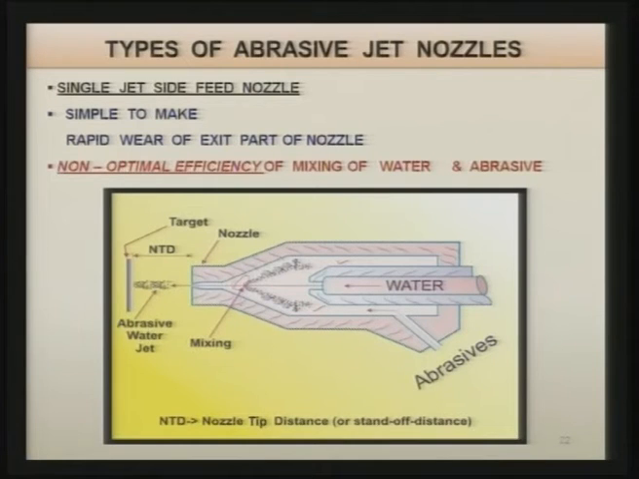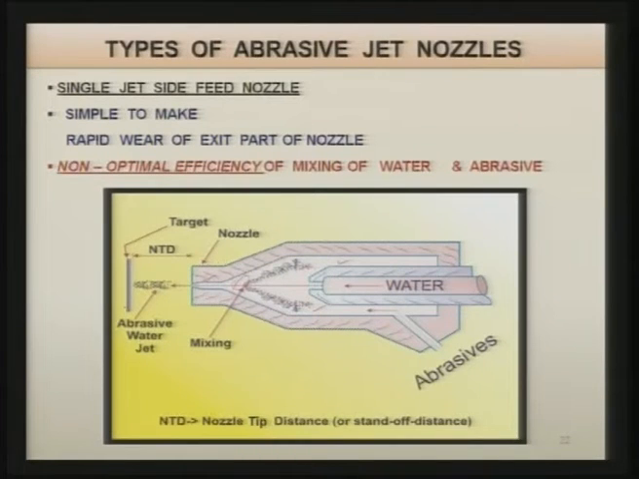Now, after mixing they are going out, and you can see on the outer side abrasive particles are there, and in the middle side the water jet is there. So, abrasive particles are coming directly in contact with the inner surface of the nozzle. So, wear of the nozzle will be more. You can see the distance between the bottom face of the nozzle and the upper face of the workpiece is the nozzle tip distance. And when this abrasive water jet hits the workpiece surface, the removal of the material takes place.